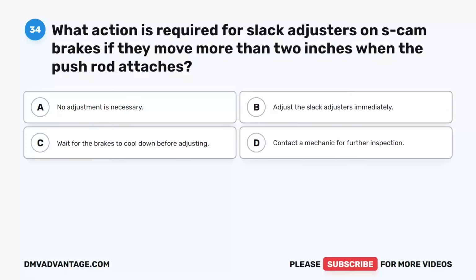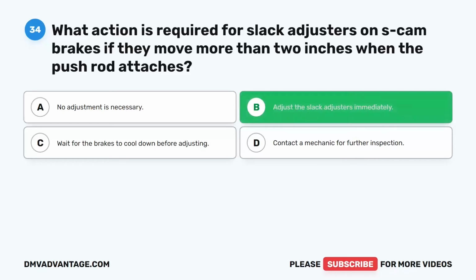Question 34. What action is required for slack adjusters on S-cam brakes if they move more than 2 inches when the push rod attaches? A. No adjustment is necessary. B. Adjust the slack adjusters immediately. C. Wait for the brakes to cool down before adjusting. D. Contact a mechanic for further inspection. The correct answer is B. Adjust the slack adjusters immediately.